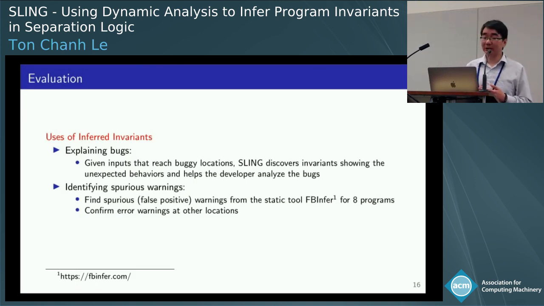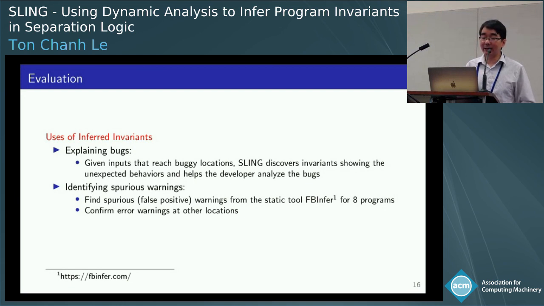So now I want to discuss a little bit more about the use cases of the inferred invariants. We can use the inferred invariants to explain input, to explain bugs. So given an input that reaches the buggy location, our tool can discover invariants, so in the unaffected result, and the inferred invariants help the developer to analyze the bug.